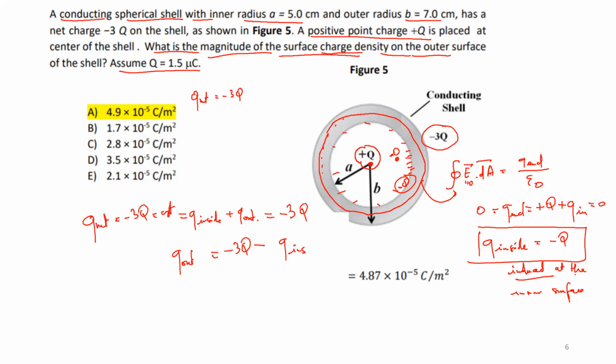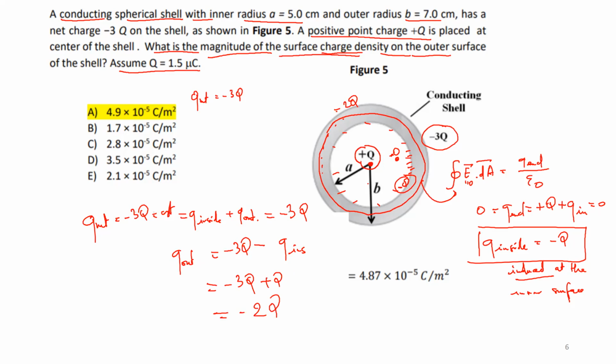But Q inside is minus Q. So basically I have minus 3Q plus Q, which gives me minus 2Q. And this is my charge on the outer surface. So here on the outer surface, I will have a total charge of minus 2Q.